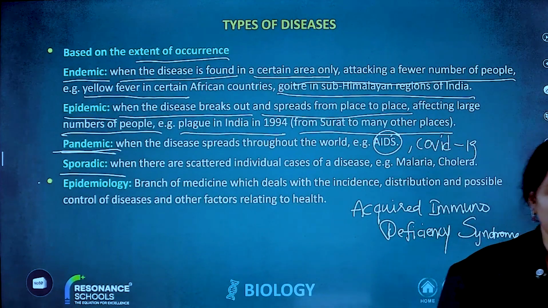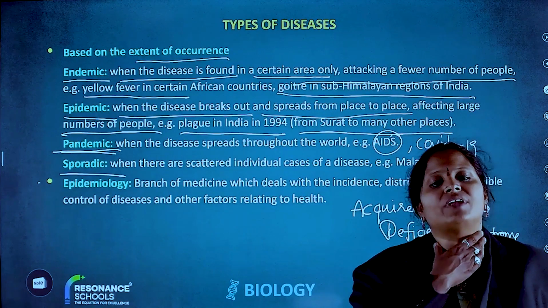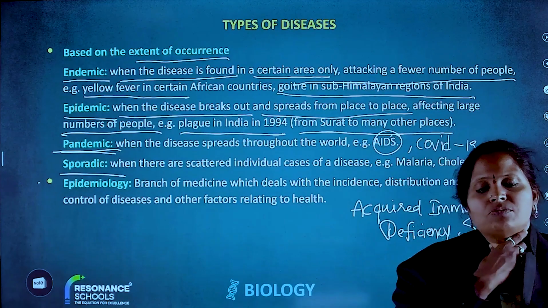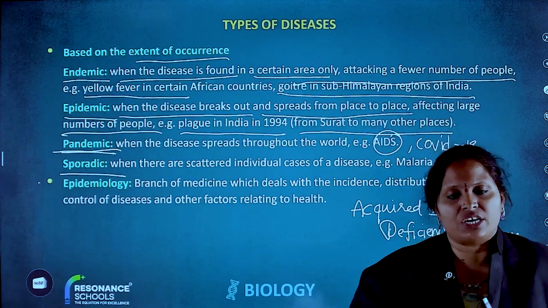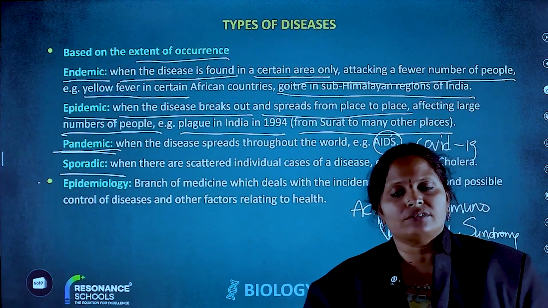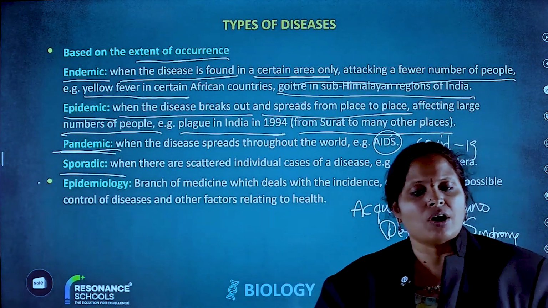What are the symptoms of goiter? Swelling of the neck. You know, this neck is there, no? This neck gets swollen, and there is an increase in weight, overweight, and fatigue and loss of appetite. You cannot eat the food.